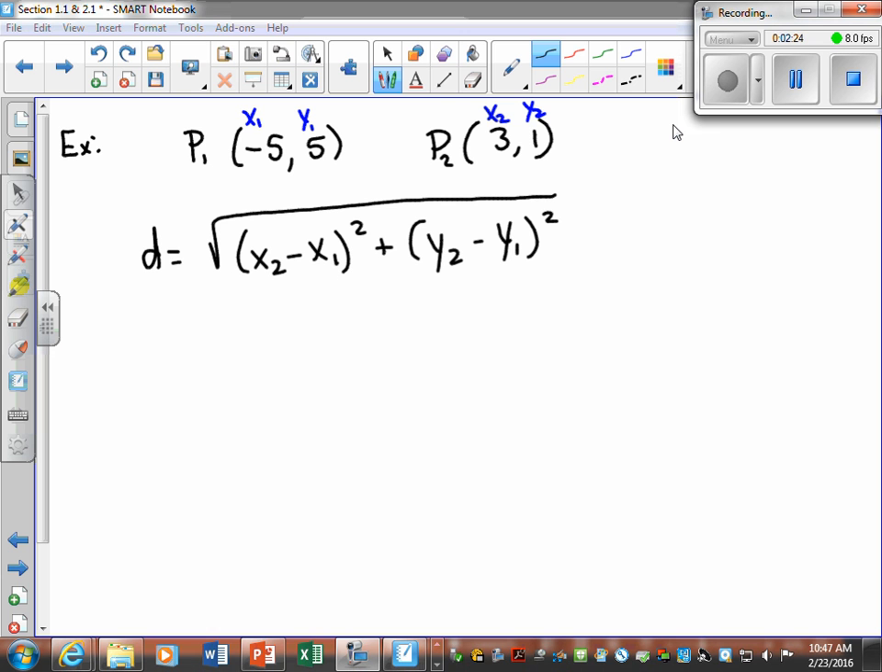Okay, this is our second example. I'd like you to try to work this one on your own, and then I'm going to work the solution and just show you your answer. So pause it and attempt to work this one.